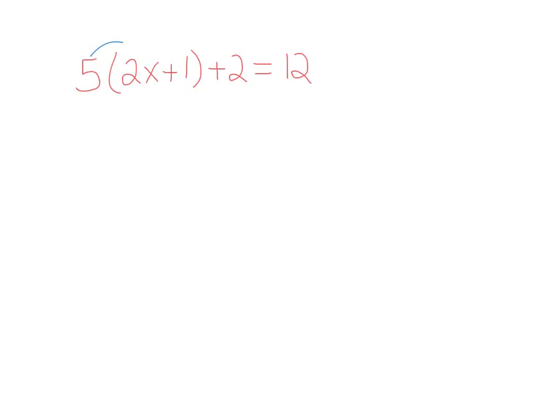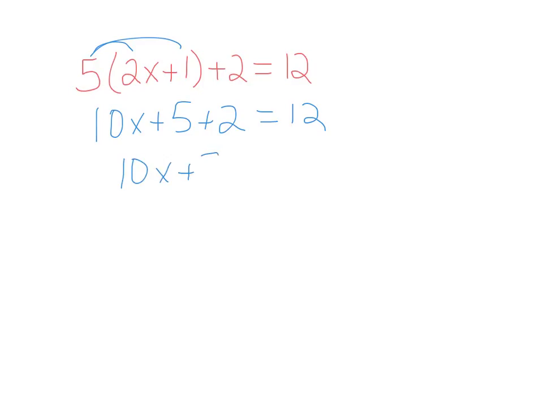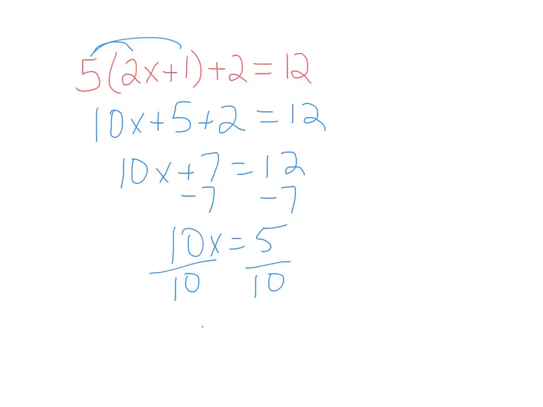Okay, so first thing you should have done is distributed. Then you should have combined your like terms. And then you should have gotten rid of the 7. And then you should have divided by 10. So x is equal to 5 over 10, or 1/2 if it's simplified. Don't worry if you didn't simplify.